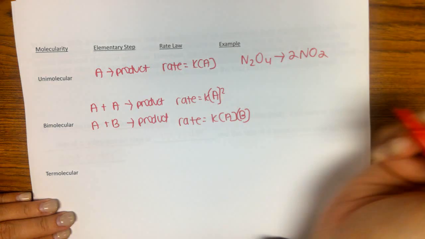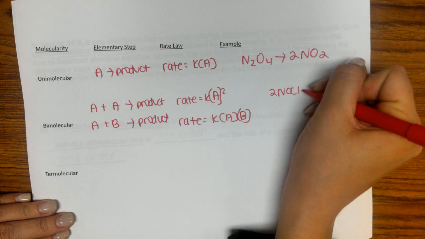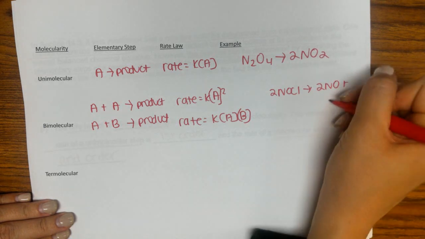Bimolecular step, you have two reactants. It could be you have A plus A, and then you make a product, or we have A plus B, and we make a product. But bimolecular steps are second order, and so your rate could be rate equals k[A] squared, or for this case, it would be rate equals k[A][B]. An example, 2NOCl makes 2NO plus Cl2.